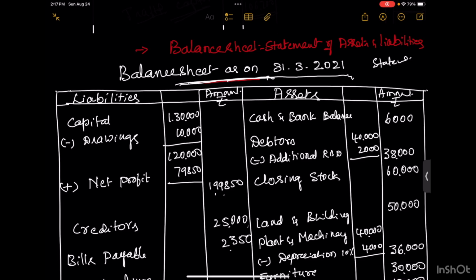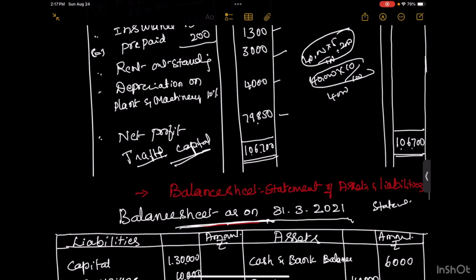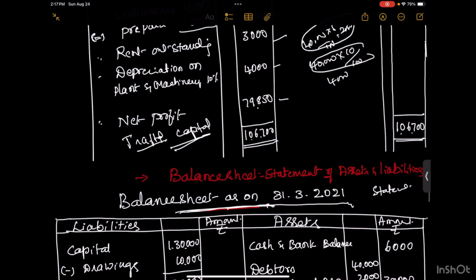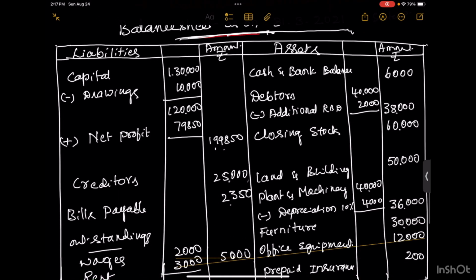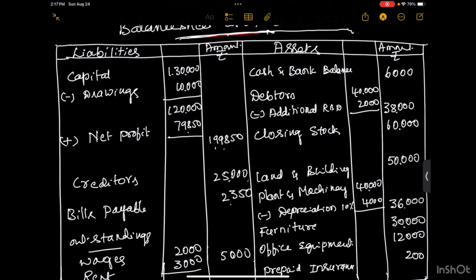That is to be subtracted from the capital, so that you'll get 1,20,000. And the net profit that you have arrived at here, 79,850, that is to be considered here, to be added. So that adds to your capital, and the amount 1,99,850 is transferred to the outer column.